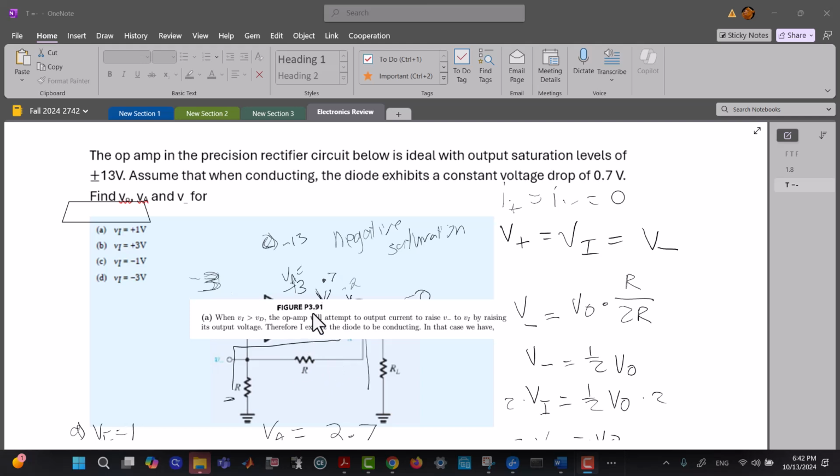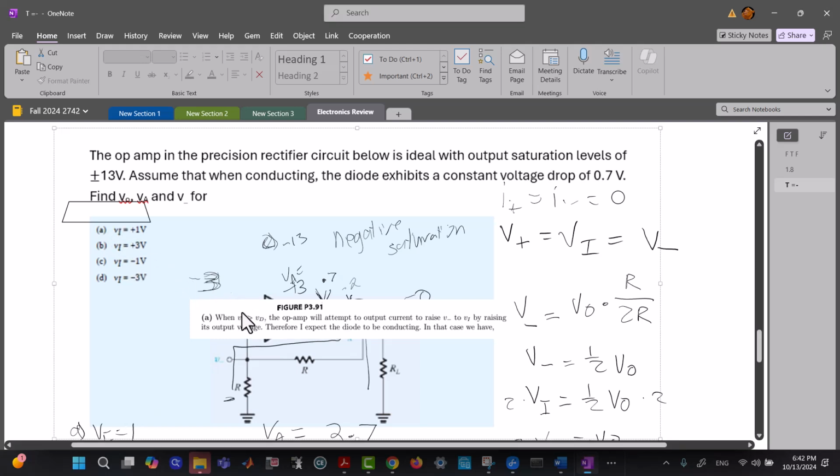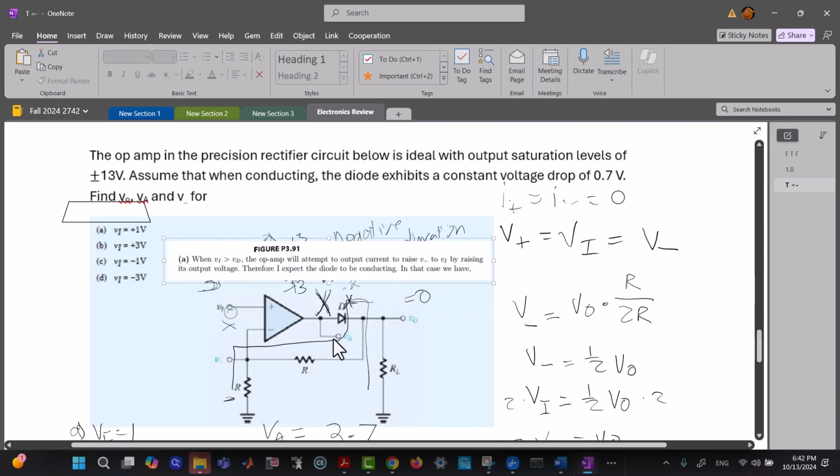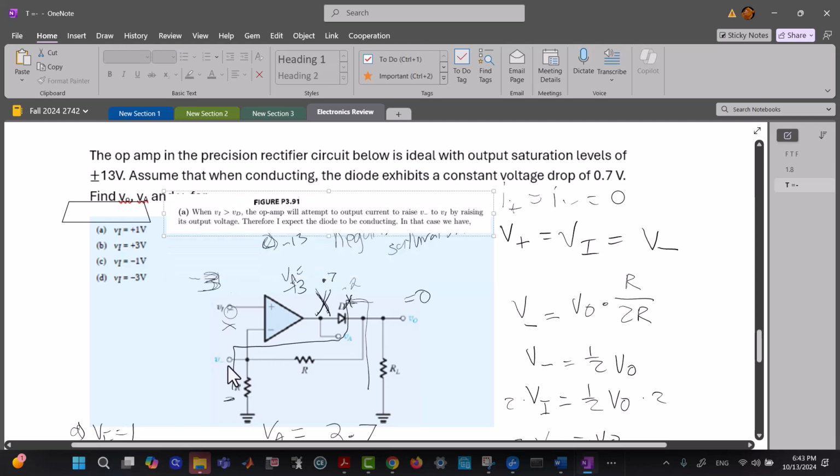Here's an explanation from someone who knows better than I do. So when Vn is greater than VD, so the voltage across the diode, the op amp will attempt to output current to raise V minus to Vn by raising its output voltage. And so the op amp is going to try to get V minus to equal V plus, and it'll do that by outputting current. And that's exactly what happens in A and B.